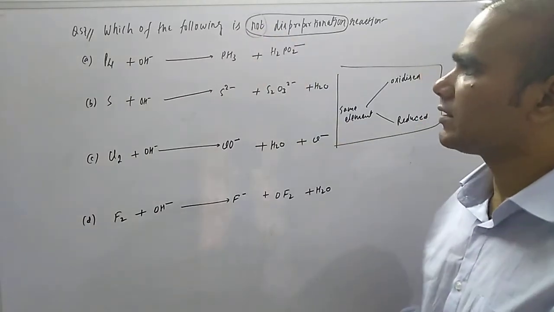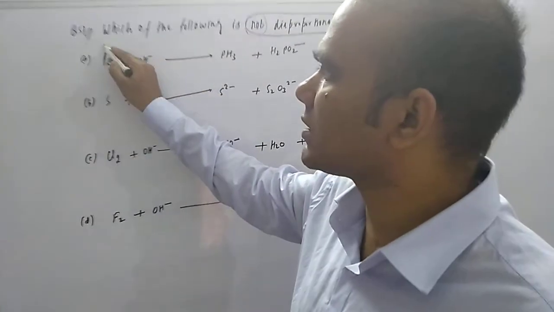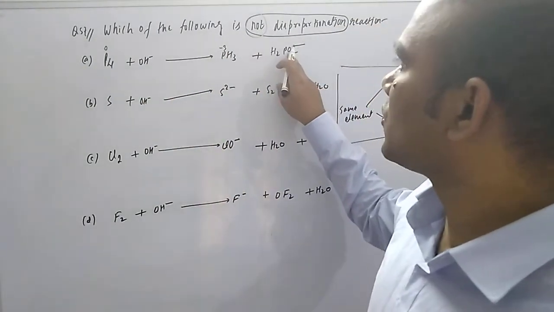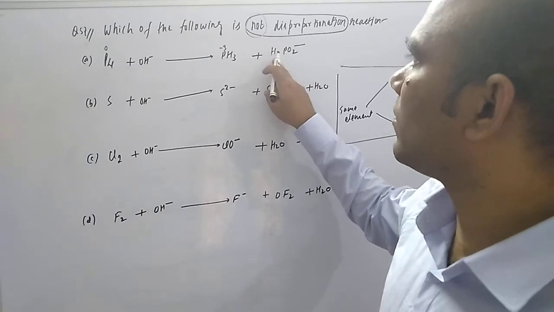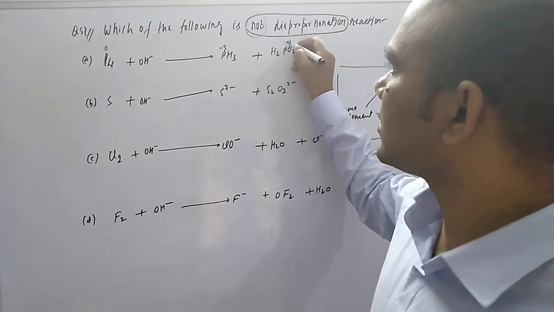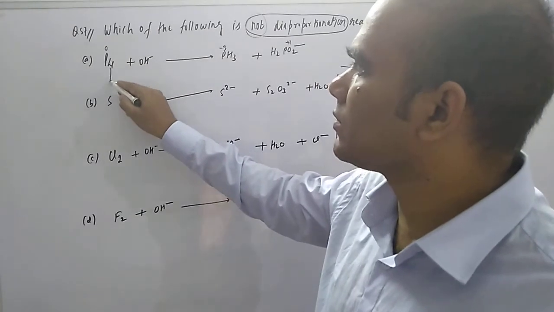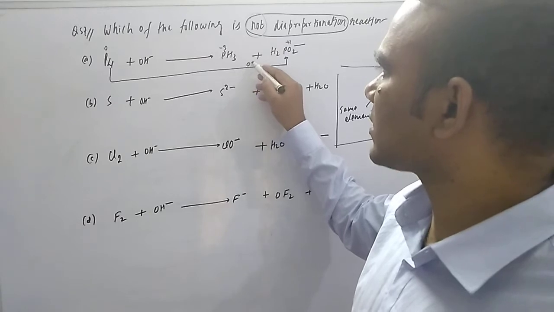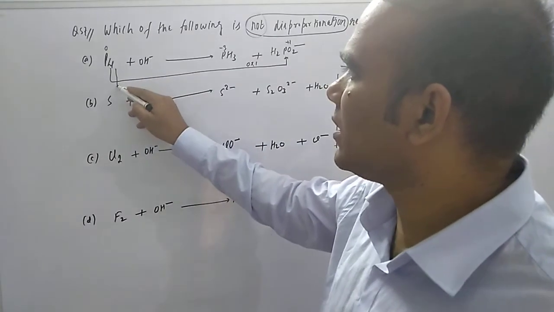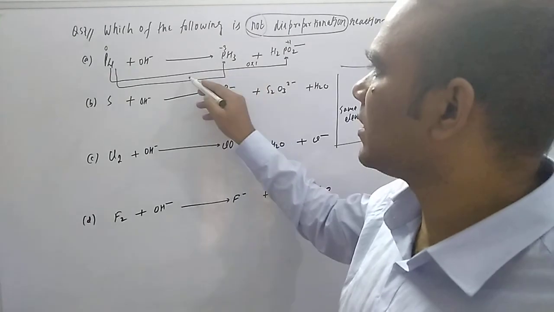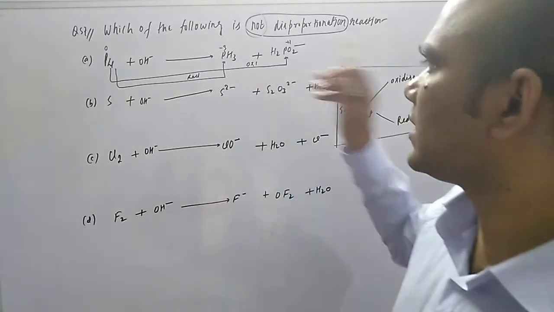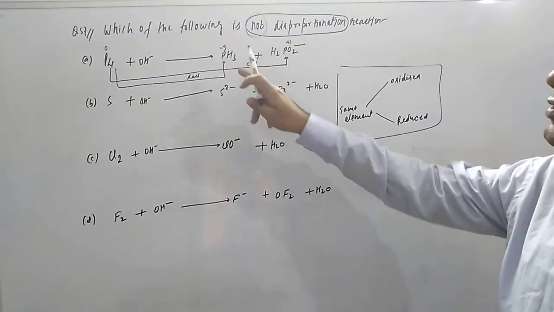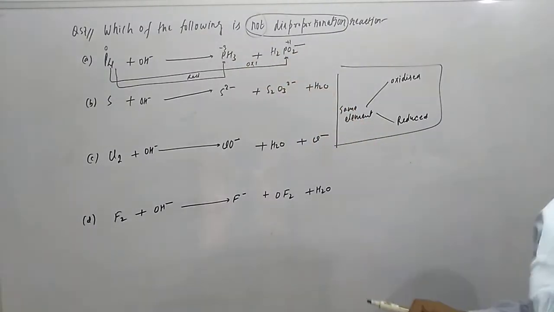Okay, so let us check the phosphorus. Phosphorus here is in the 0 oxidation state. Here it is in the -3 oxidation state, and here in H2PO2 minus, it is the +1 oxidation state. So P is going to +1, this is oxidation, and the same P is going to -3, this is reduction. So this is a disproportionation reaction. 0 to -3 is reduction, +1 is oxidation.